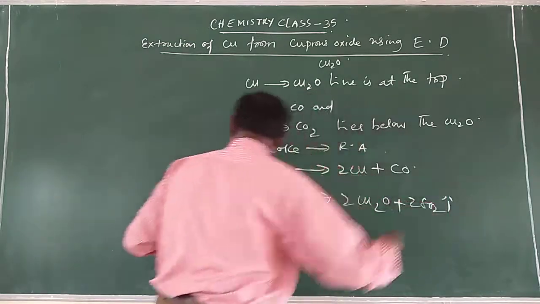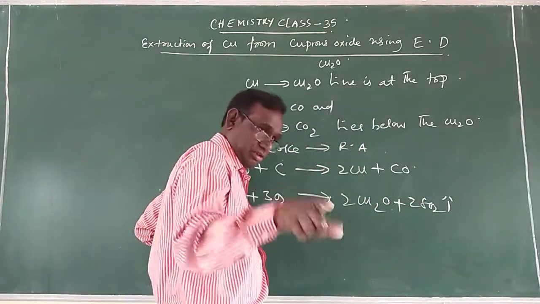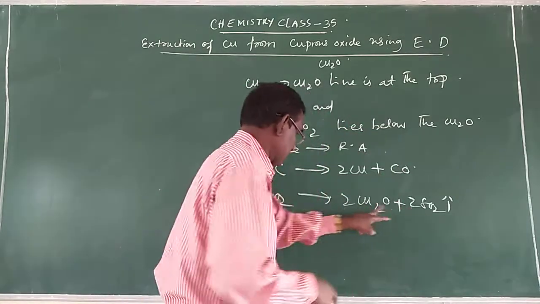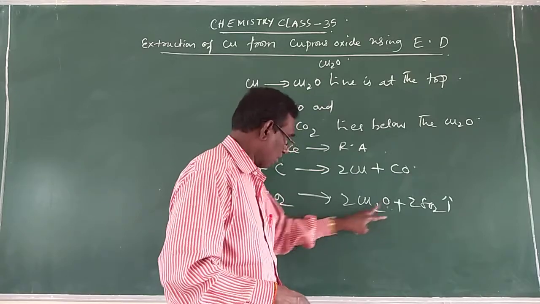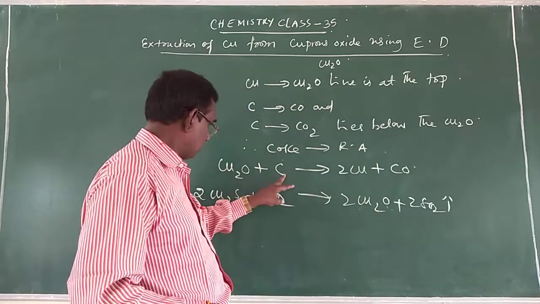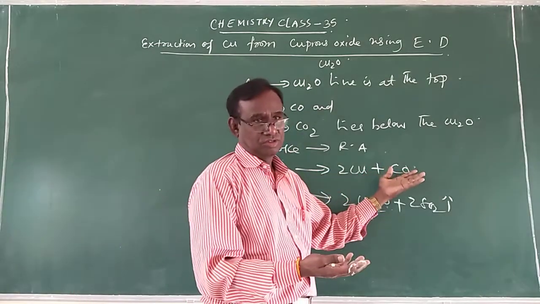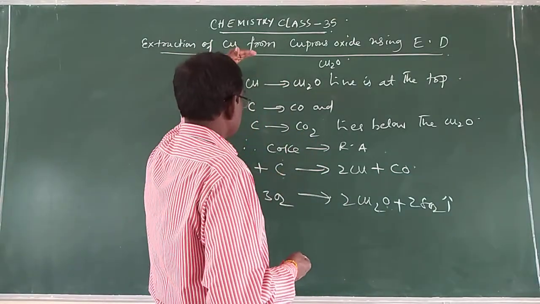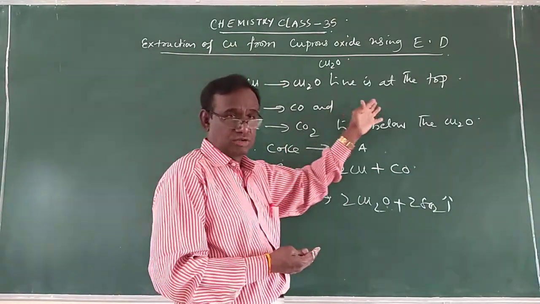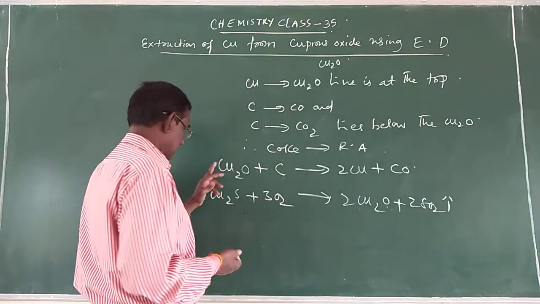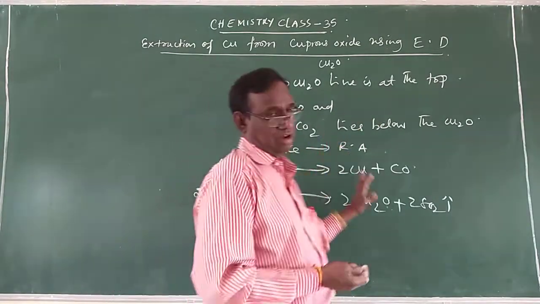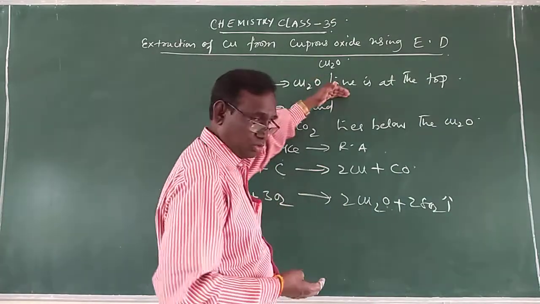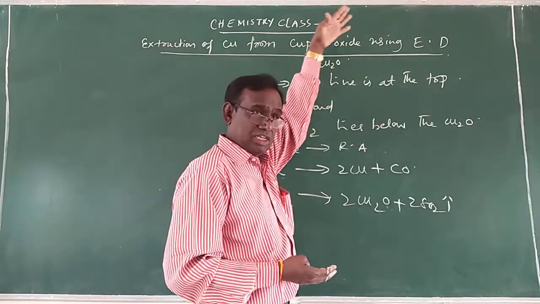So cuprous sulfide, all these sulfide ores, are oxidized to oxide ore, and then this oxide ore of copper, Cu2O, is reduced by coke into copper. This is how coke acts as reducing agent for the reduction of cuprous oxide into what? Copper.